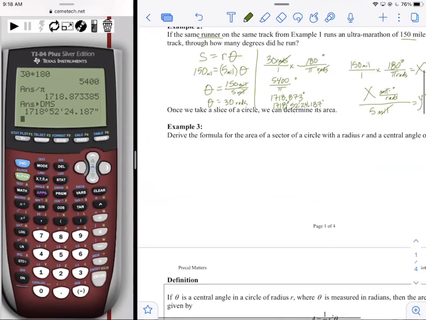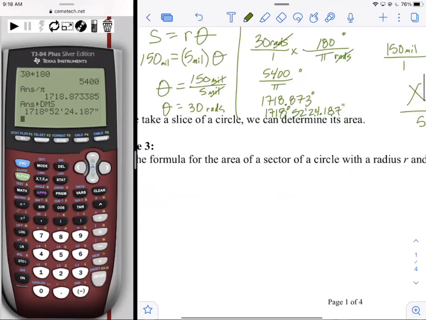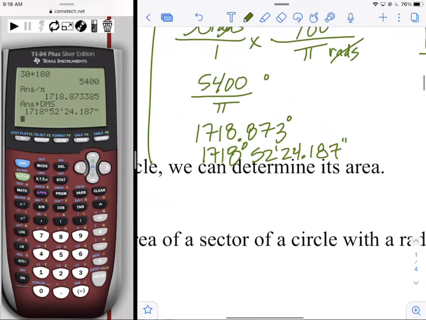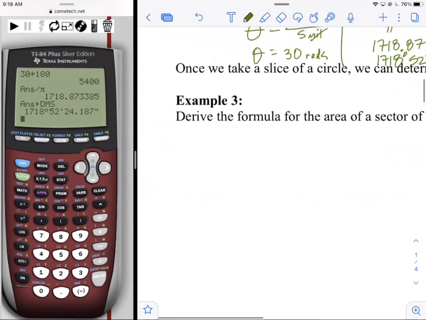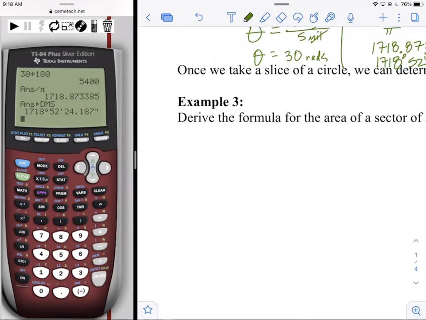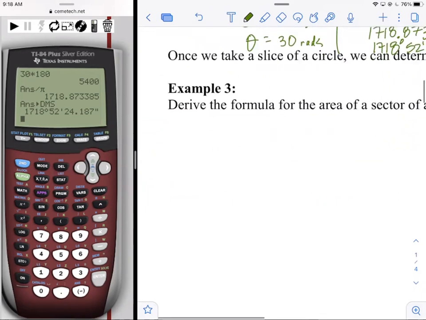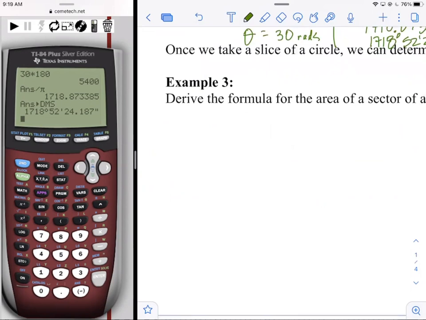Excellent. All right. Hey, once we take a slice of a circle, we can determine its area. Boy, that's fun. Let's take a slice of a circle, like pizza, right? Anyone have pizza yesterday during the bowl? You did? Yeah. You take a slice of pizza, we call that a sector, okay? A sector. Now, pizza is three-dimensional. We're going to look at it from an aerial view. It's called a sector of a circle. So let's go ahead and draw a circle.